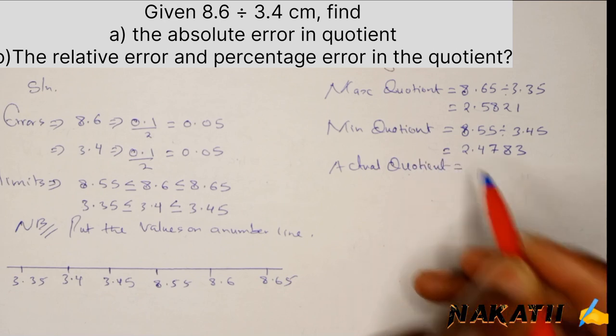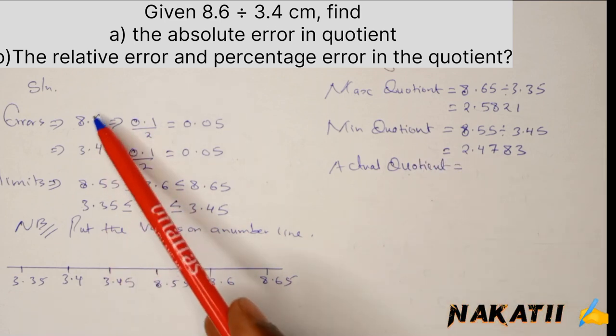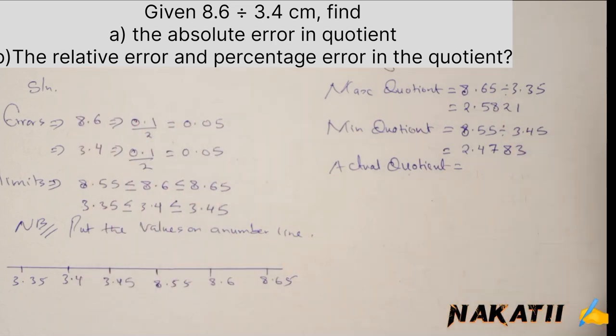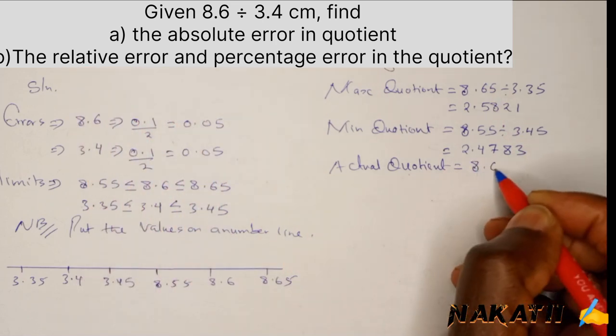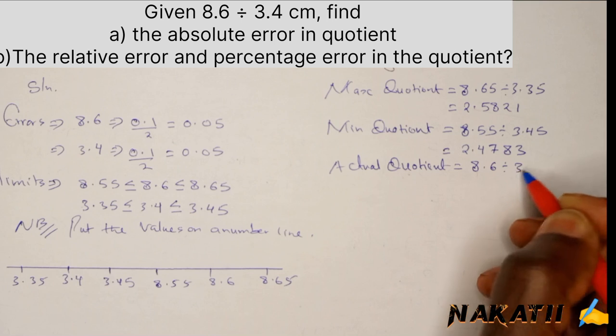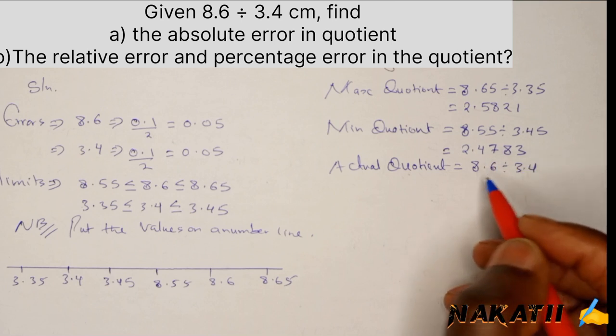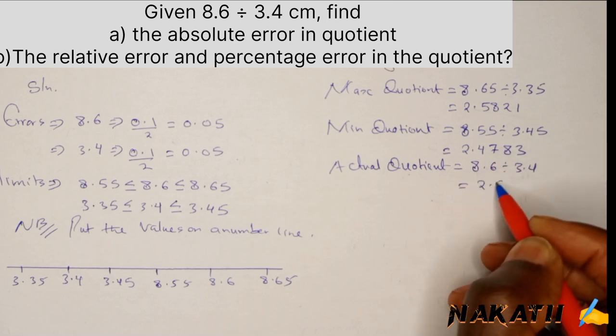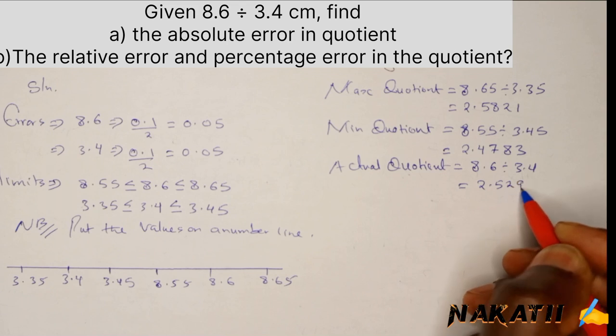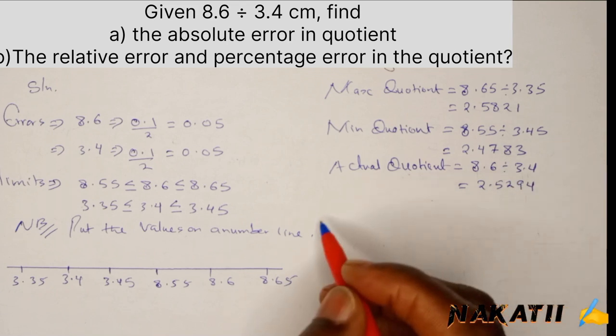Then we come now to the actual quotient. The actual quotient is 8.6 divided by 3.4. So 8.6 divided by 3.4, using your calculator, you get it as 2.5294.